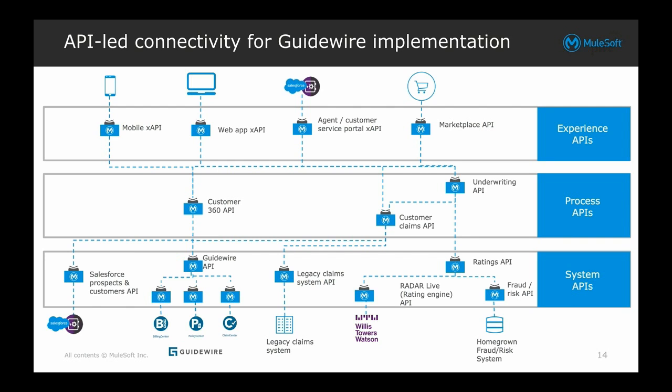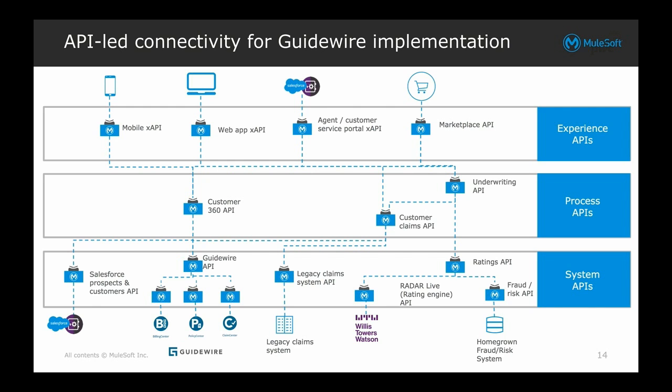And you can do that with system APIs. At the process layer, you can create abstractions of business value, so things like a customer or policyholder 360 API, a brokerage 360 API, a claims API, and you can reuse that business logic around end-consuming applications.